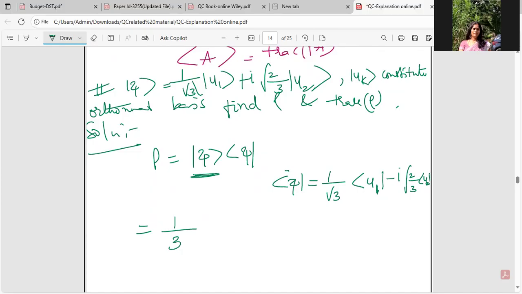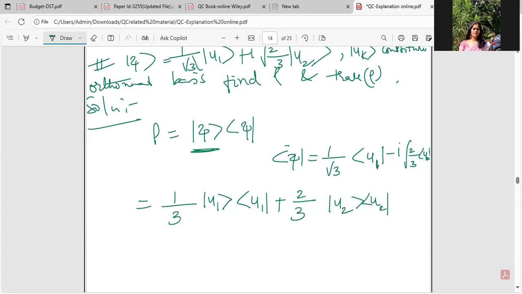Then what about multiplying these two? Ket u1, it's the dual of u1. Plus i into minus i is minus i squared, or minus of minus 1, which is plus 1. Root 2 by 3 into root 2 by 3 becomes 2 by 3. U2 and U2, the outer product of U2.